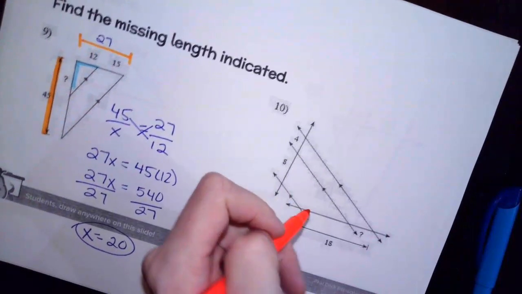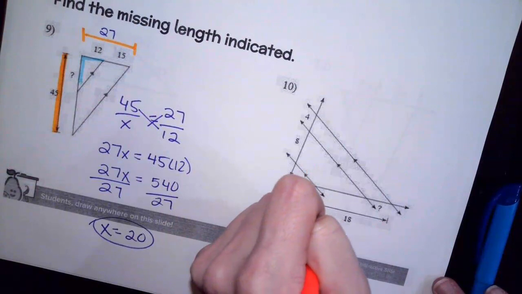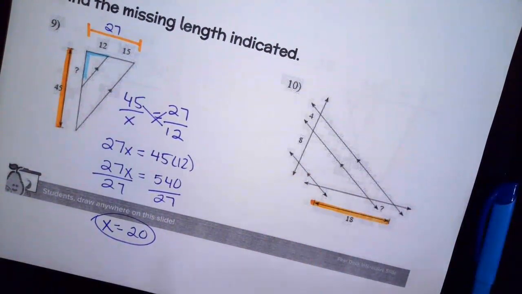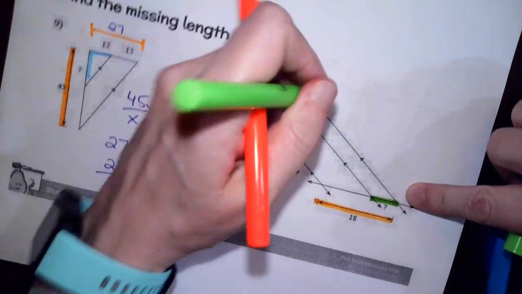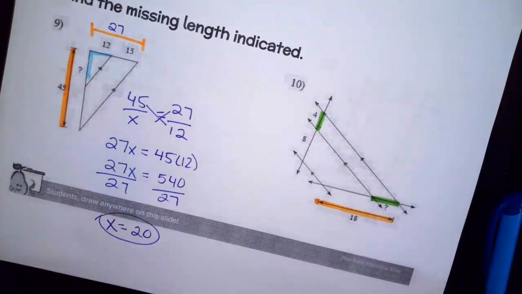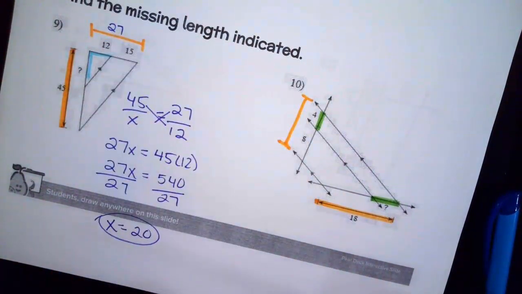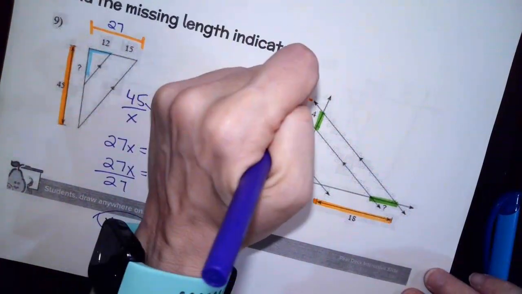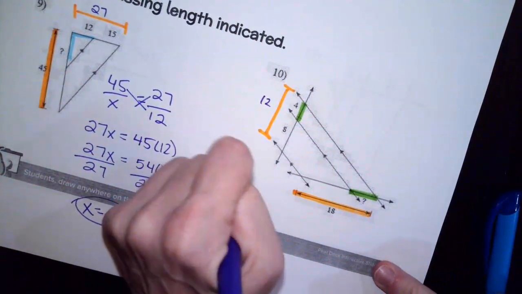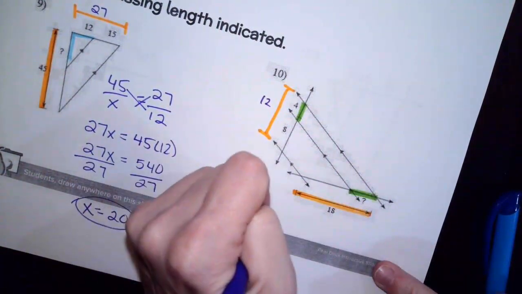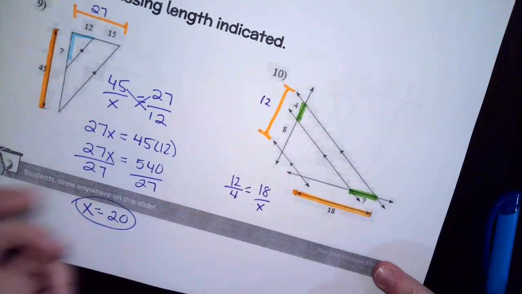Again, they give me, go over towards where the x is, right? On that side, I have the whole thing. And then I have this little piece here. And you see how this little piece here corresponds with the 4. But I have the whole thing here, which means I need to come up with the whole thing here. Well, 4 plus 8 will give me 12. So I can do 12 over 4 equals 18 over x.